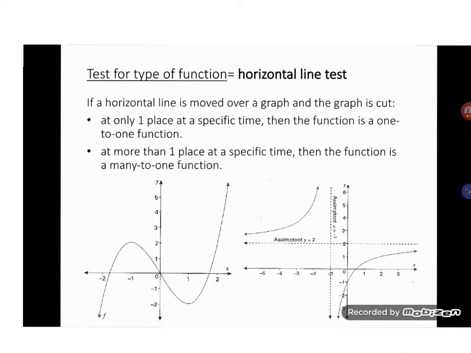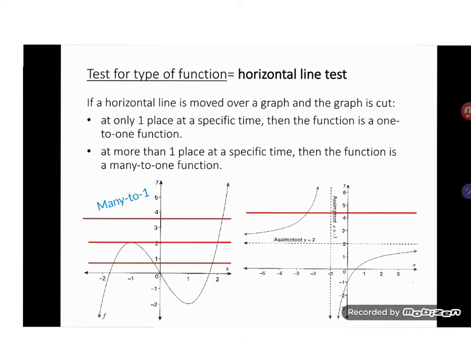a many-to-one function. So if we look at our first graph, which is a function, and we draw a horizontal line, it sometimes cuts the graph once, but sometimes twice or even three times. So this will be a many-to-one function. Our second graph, which is also a function, will always only cut through that graph once with a horizontal line. So this is a one-to-one function.